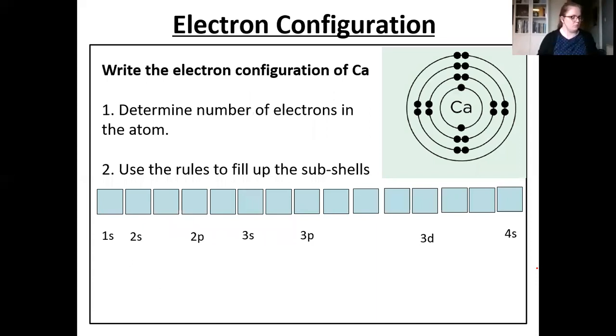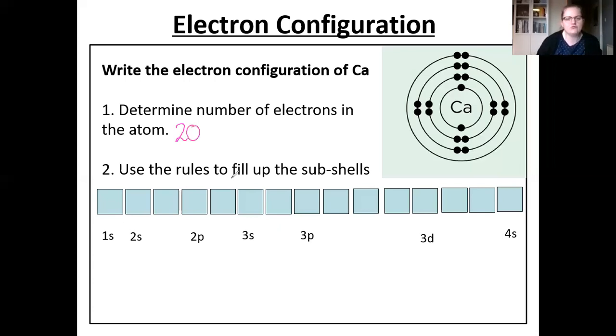What I'm going to do is walk you through a couple of examples. These questions come up a lot, and this basically covers everything that we've done so far this afternoon. So you can get asked to write the electron configuration of calcium. The first thing you would be asked to do is to determine the number of electrons in the atom. We know that the number of electrons in the atom is equal to its atomic number. Its atomic number on the periodic table is 20, so calcium has 20 electrons.